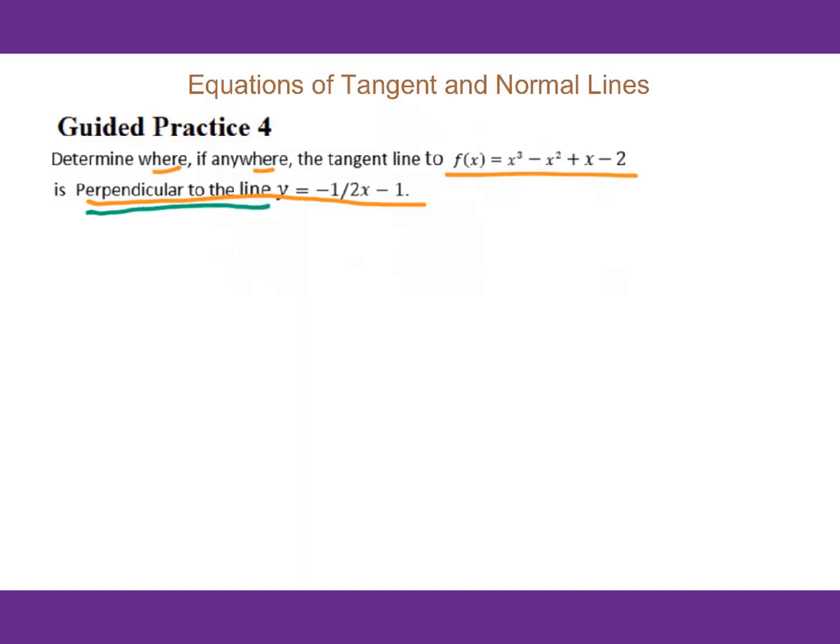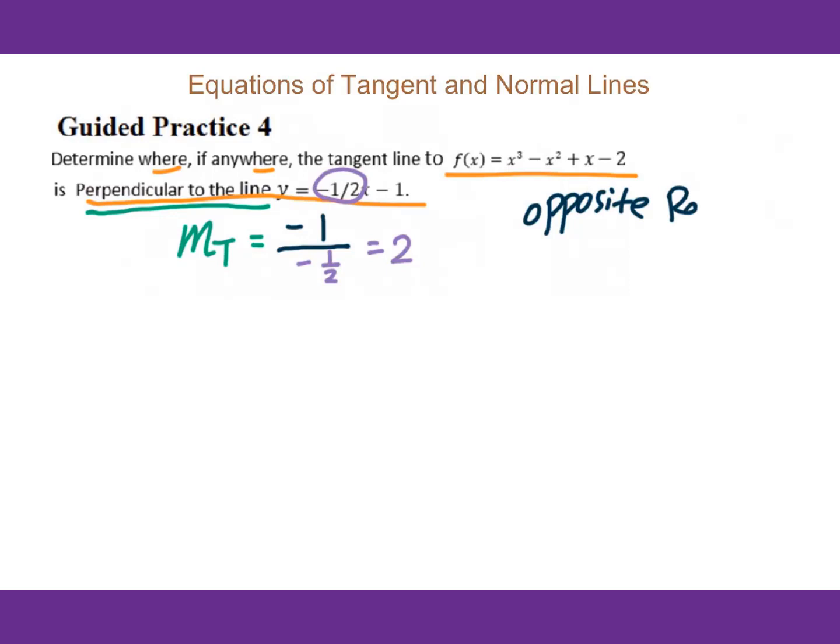Perpendicular to the line means the slope of the tangent line equals -1 over the slope of this linear function. That is -1 over 2, so you get 2. Or you can do the opposite reciprocal. From -1/2, the opposite reciprocal gives you 2.